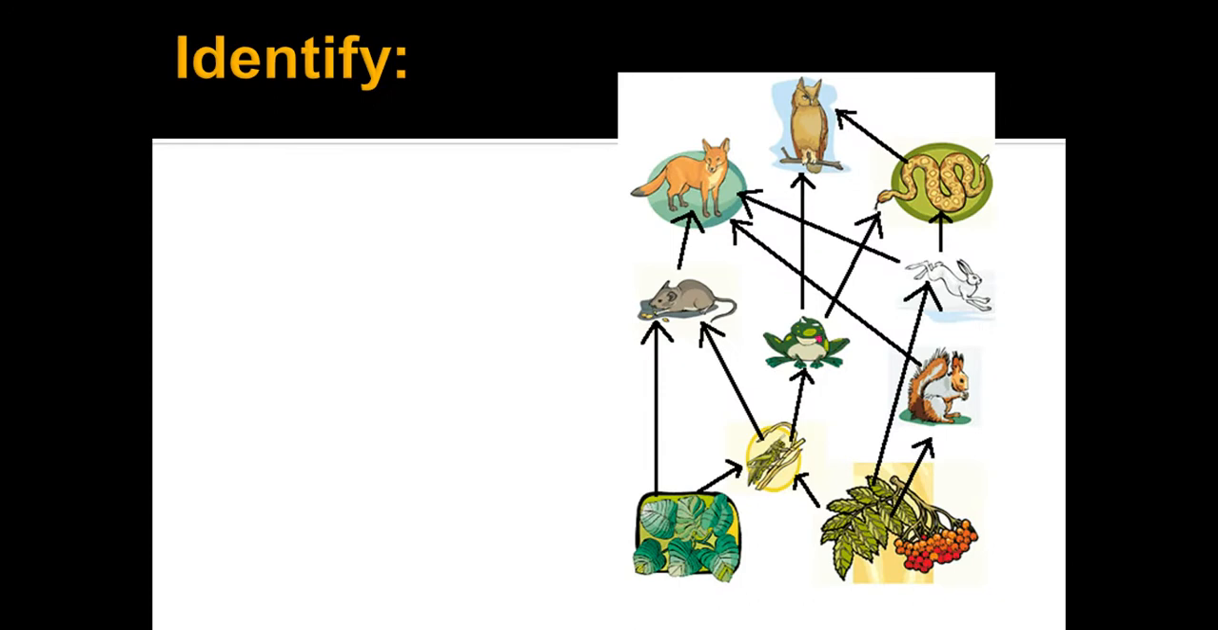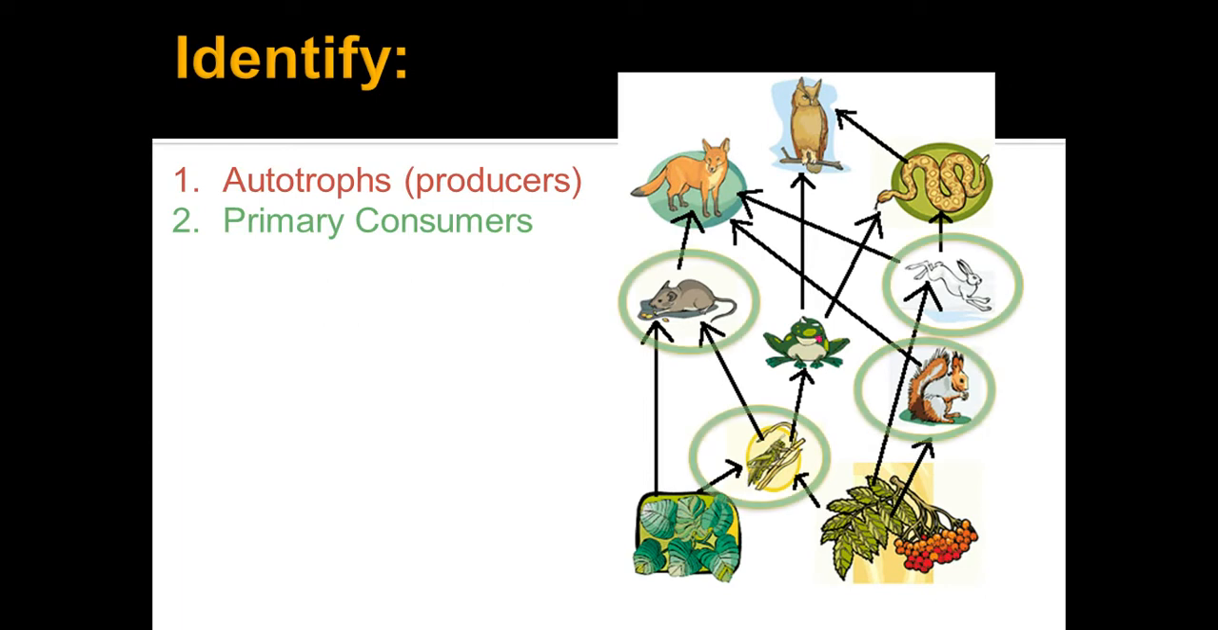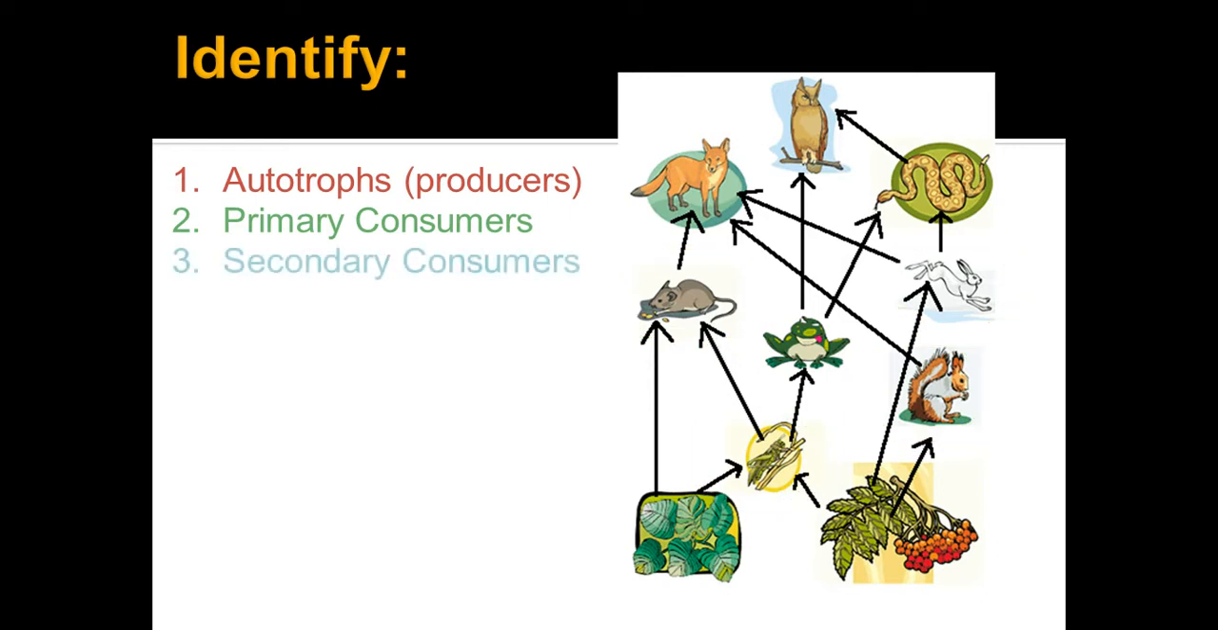Here's another chance to identify. Identify the autotrophs or producers in the picture. Now identify the primary consumers. So here you have to start breaking down the individual food chains within this web. Next, the secondary consumers. So these would be something that ate an animal that ate a plant.